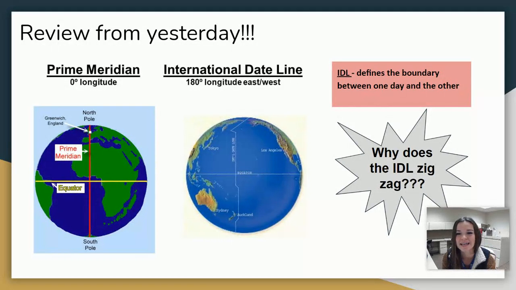The international date line, IDL, defines the boundary between one day and the other, and the reason it zigzags is because you wouldn't want one part of your country to be in a different day than the other. So that's why it's not perfectly straight. It zigzags to keep countries on the same day.